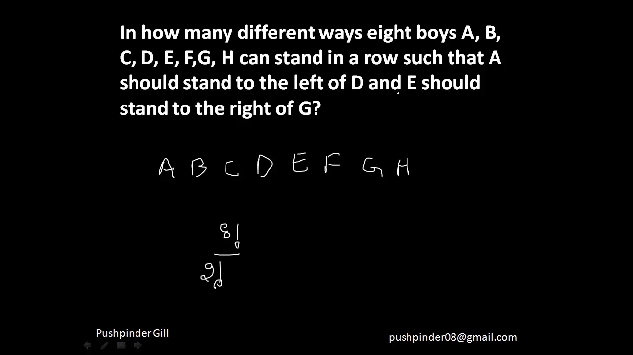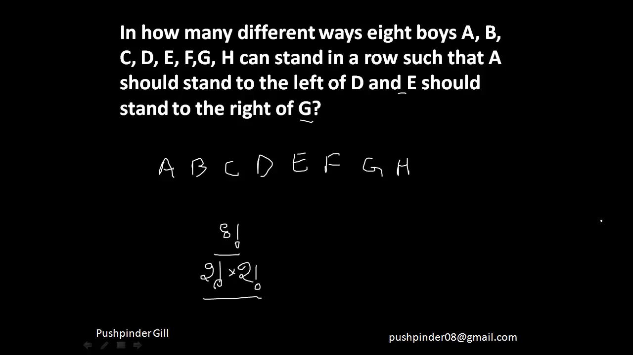Similarly, E should stand to the right of G. That means there is a condition on 2 words. That means I have to assume them to be identical and then I can divide it by 2 factorial. So this over here is my answer. So in how many ways can 8 boys stand in a row such that A should stand to the left of D? 8 factorial by 2 factorial. E should stand to the right of G? 8 factorial by 2 factorial into 2 factorial. Right? So I hope this was easier.